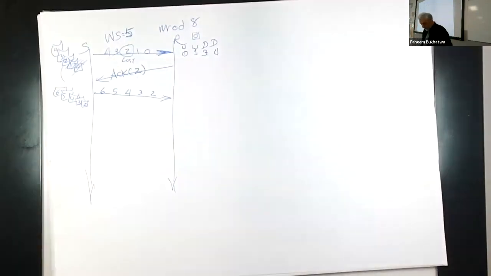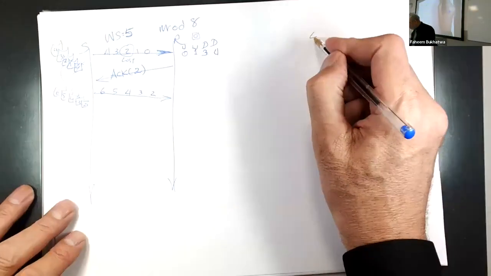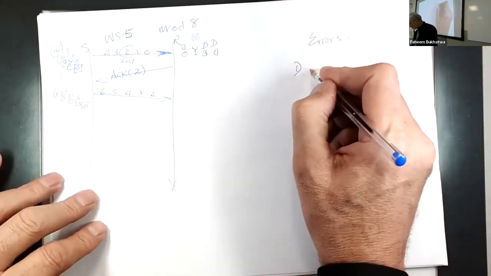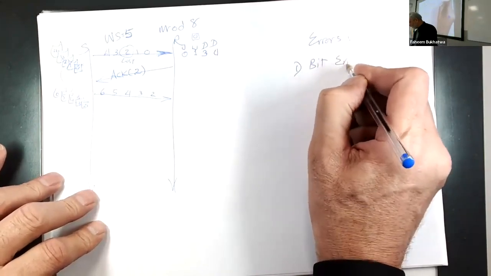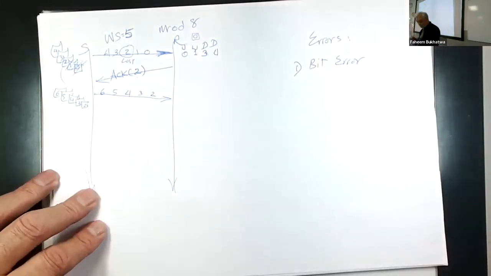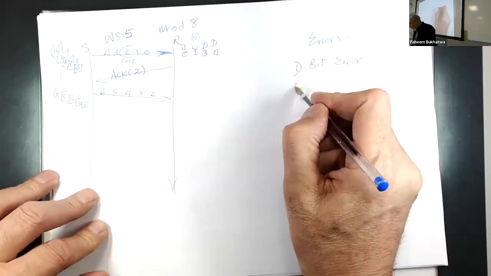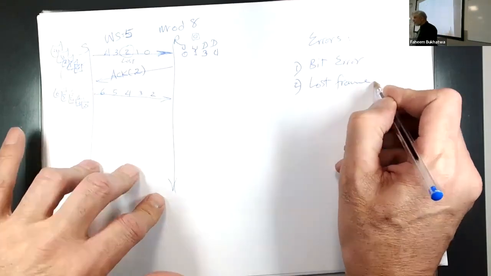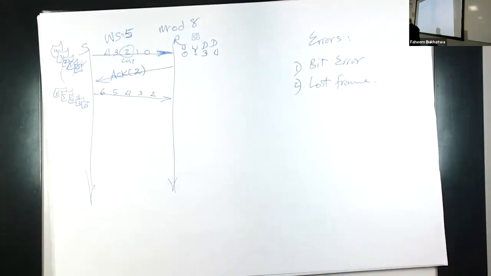So we know the kinds of errors. Maybe I'll just mention the errors here. One error is a bit error. Any bit error will make the frame no good. We already tried that. Number 2 is a lost frame. A frame is lost, but we get another one. Yeah, perfect. That's exactly how a lost frame is discovered.